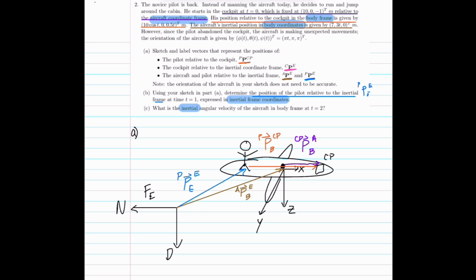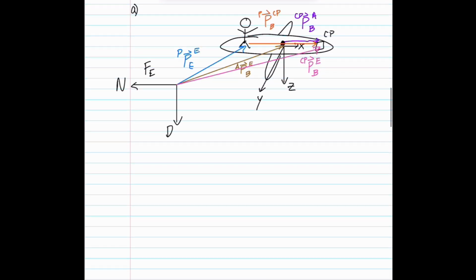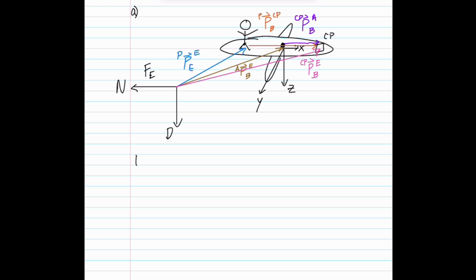And they didn't ask us to draw that, but it's useful in the future when we're trying to do some vector addition. The brown vector is the aircraft relative to the inertial frame, and the pink one is the cockpit relative to the inertial coordinate frame. So using vector addition, it's super easy to define the position of the pilot defined in the inertial frame, expressed in the body frame.